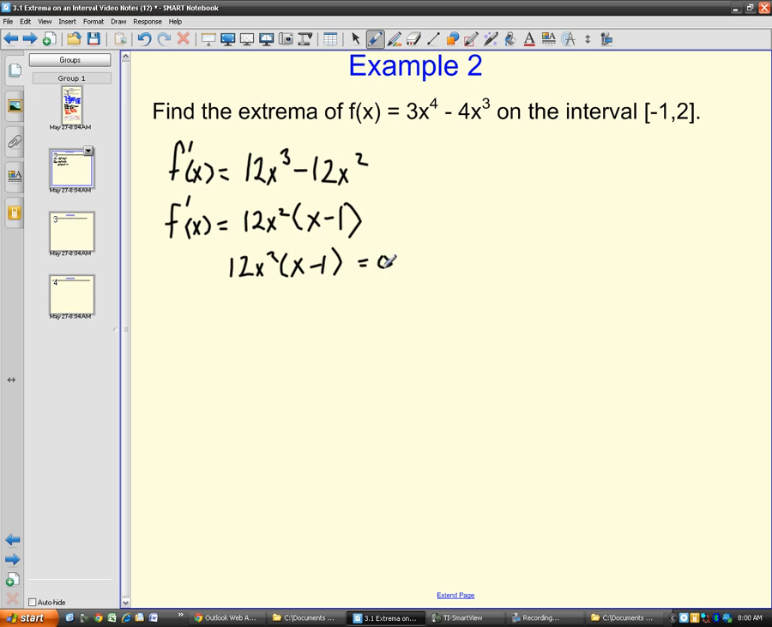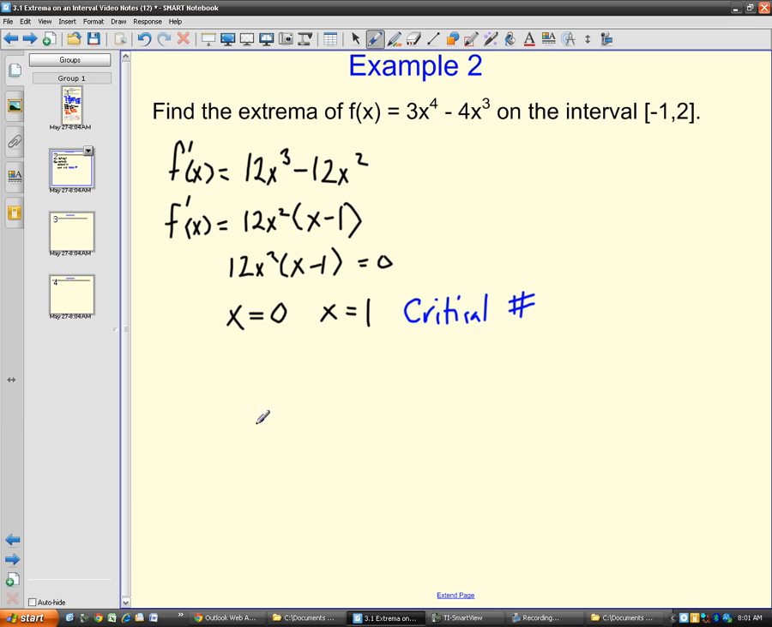So you can see that we have a possible maximum or minimum at x equals 0, from the 12x squared equals 0, and we have another relative maximum or minimum possibility at 1. These are what we call critical numbers, and we'll talk about this a lot; these critical numbers are very important. These are where relative maximums and minimums appear, but we want to find the absolute extrema, so we're also going to include our endpoints.